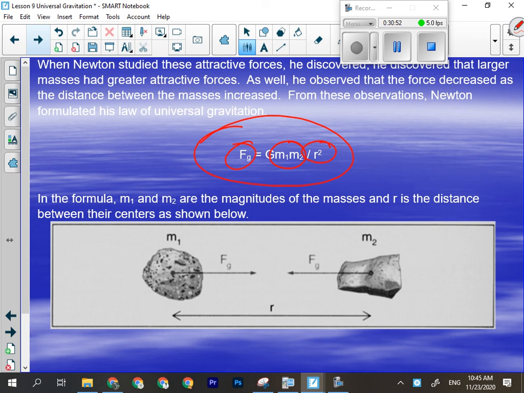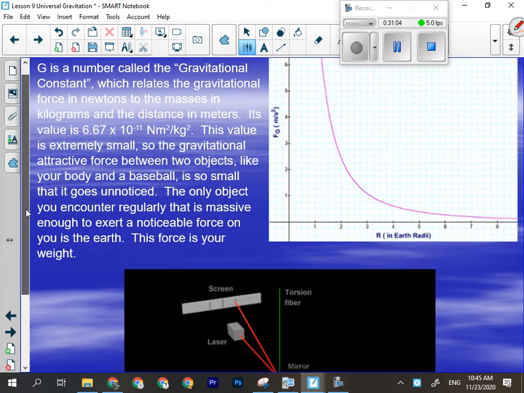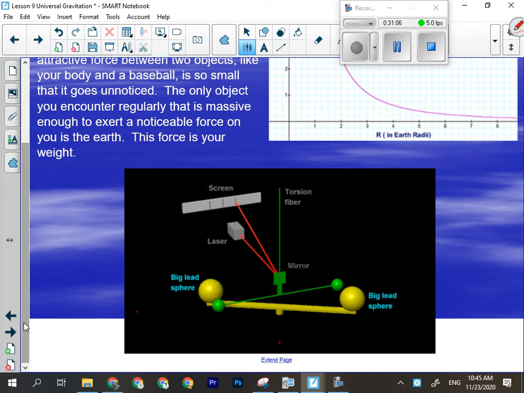And he knew that bigger masses had bigger interactions, or at least he was able to come up with that idea. But he was never able to prove it mathematically. It wasn't until a guy named Cavendish came along and built this apparatus. I'm going to show you a video of this in a minute because I finally found one. Cavendish built this thing called the torsion balance.